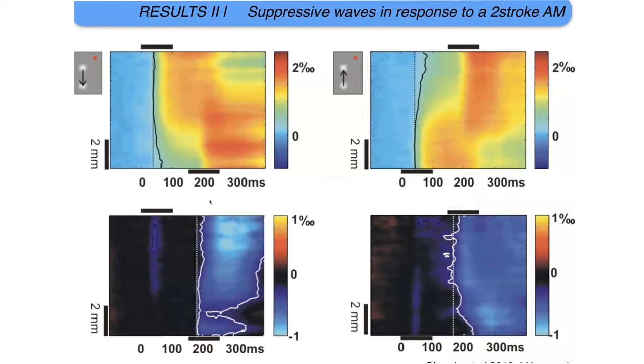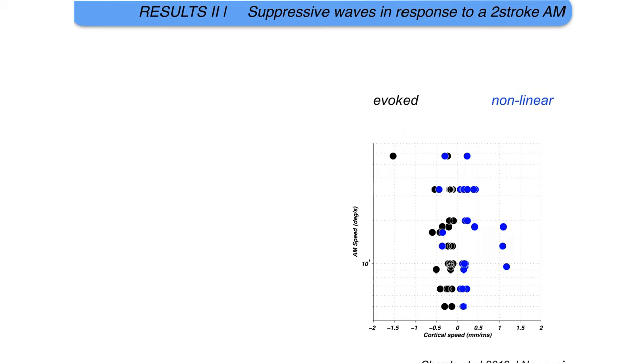And actually, in all, I really say all the trials, in all the conditions we did in more than 3 monkeys, I know it's not enough, Pascal, but yet, we do observe systematically this suppressive wave. So this is what I'm showing you now here. This is a cortical speed. I put it in a different direction. This is observed evoked activity, this is observed suppression, and this is apparent motion speed.